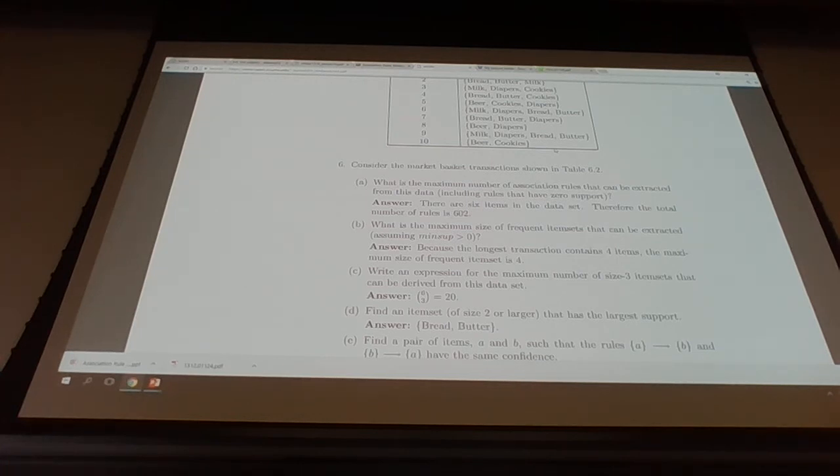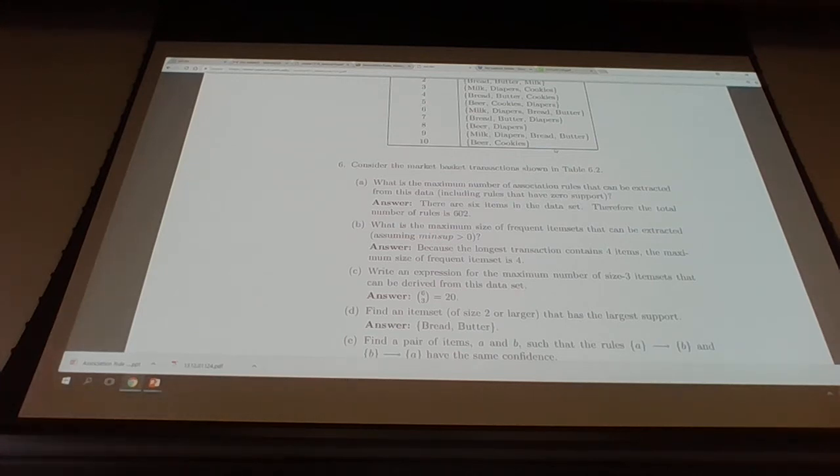Rather, if the 2 rules A implies B and B implies A have the same confidence, does that mean that they will have the same support? Will they have the same support? Why? The answer is very easy. The rules are formed from the same item sets, so they will have the same support, no matter what confidence they have.